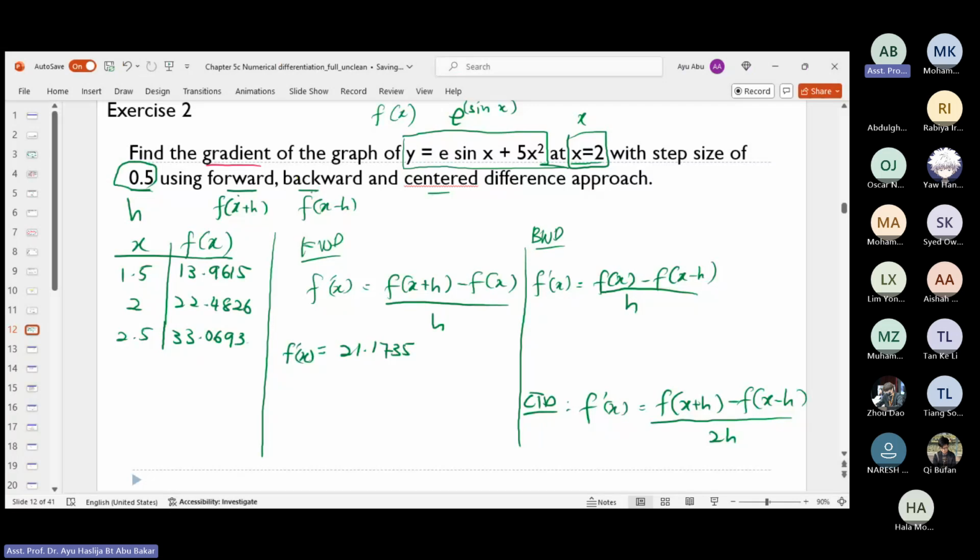Backward, what do you get? 17.0422. Centered? 18.96. I get 19.01079.